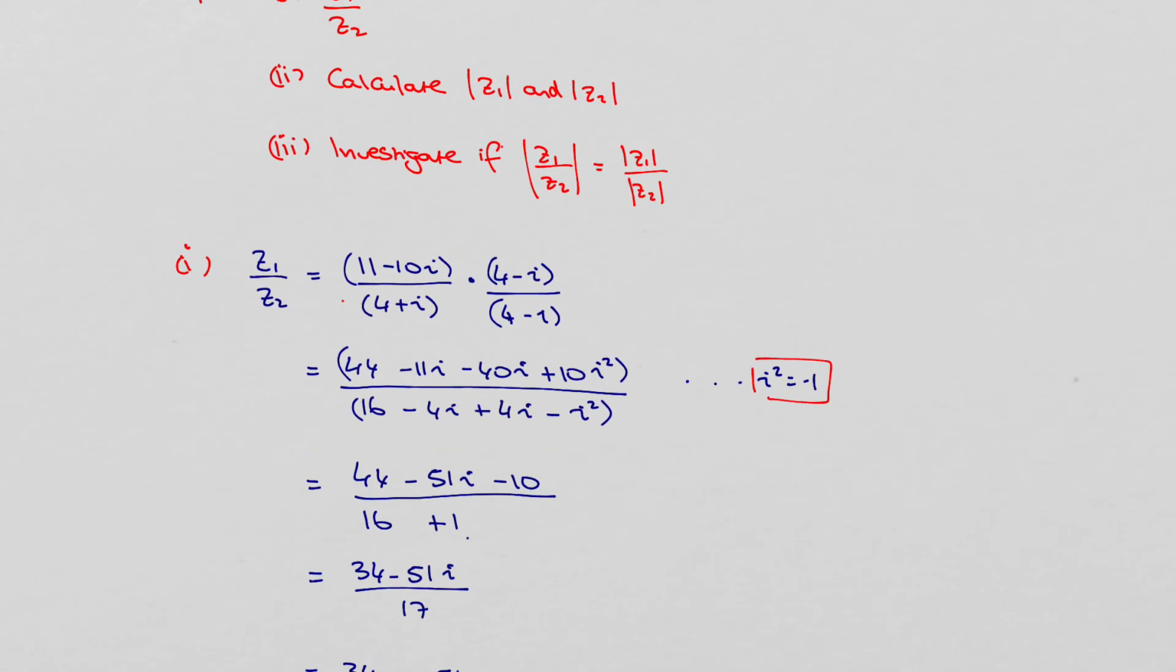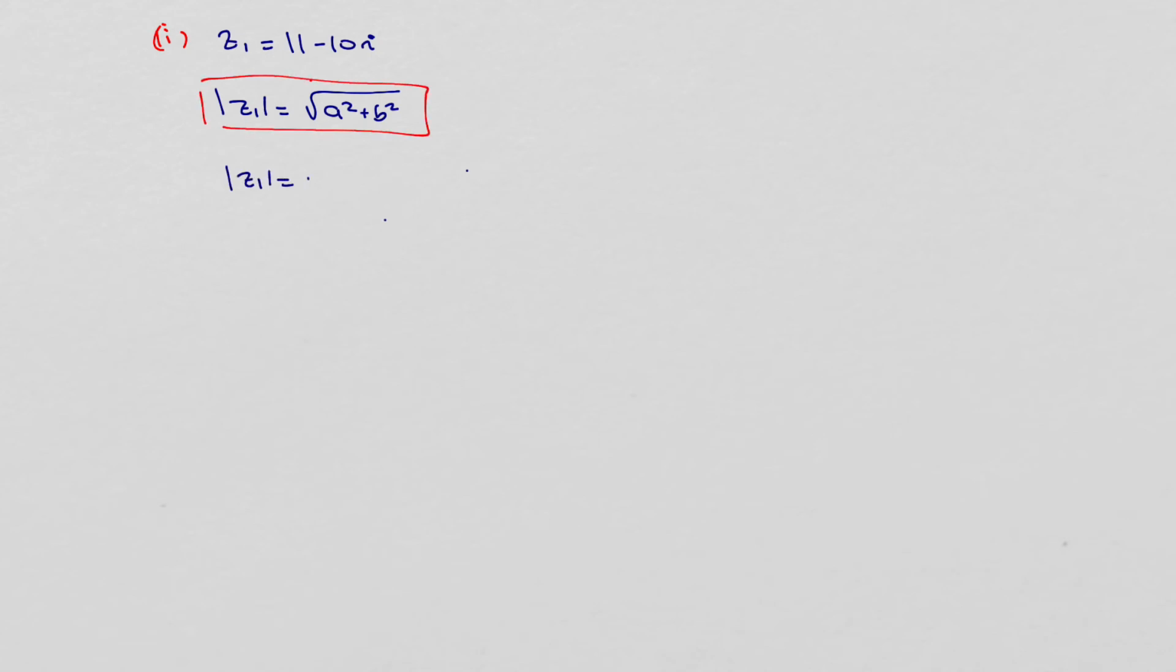So if we go back up here, part 2 then says calculate the modulus of z1 and the modulus of z2. Okay, so our z1 was 11 minus 10i. So our modulus of z1 is the square root of a squared plus b squared. So that's your Pythagoras. It's the length of the complex number to the origin. So therefore that's the square root of 11 squared plus minus 10 squared. And that gives us the square root of 121 plus 100. So therefore the modulus of z1 is the square root of 221.